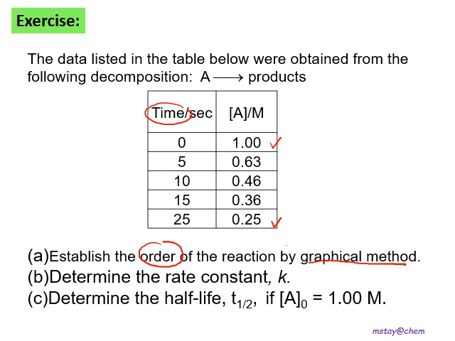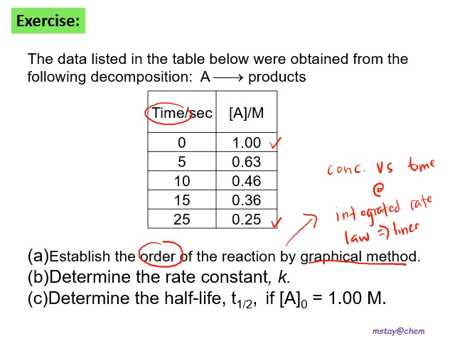So that means here you have two graphs can be drawn. Either is concentration versus time, or you can directly plot the integrated rate law. I mean the linear graph based on the integrated rate law. Next, the question asks us to determine the rate constant. So as we know, if we plot the graph integrated rate law, then it will be easier for us to determine the rate constant, because the rate constant always refers to the gradient of the graph.